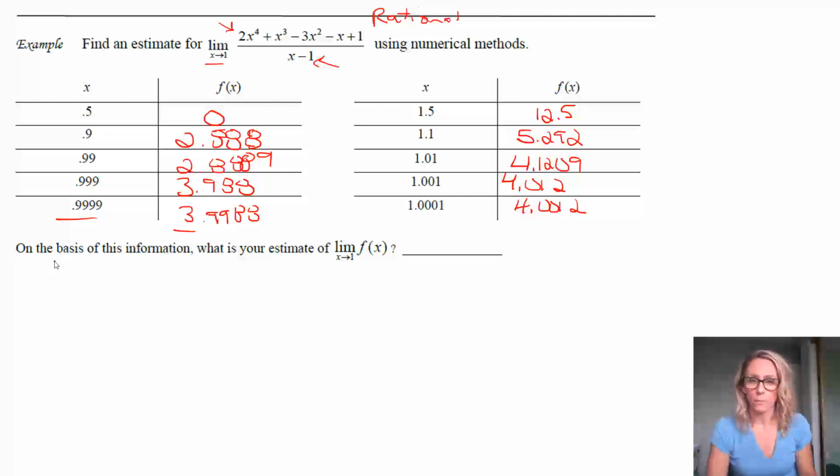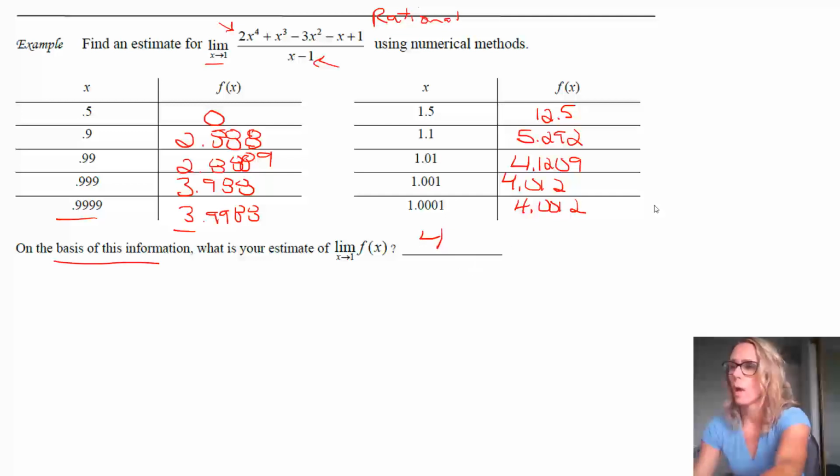So on the basis of this information, all we have, of course, is this kind of complicated polynomial on the top, and then the bottom, this rational function. We would estimate, hopefully, and you see this as well, that the limit is 4. So again, the idea of numerical methods is just plugging in values close to what you're approaching and seeing what happens.